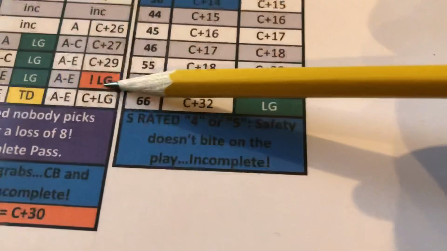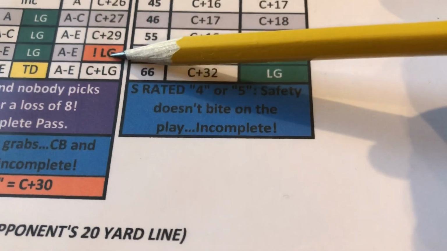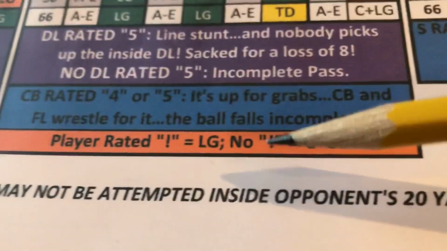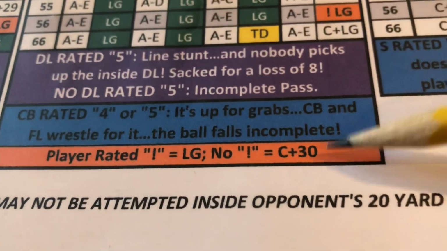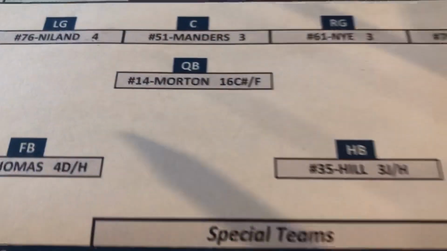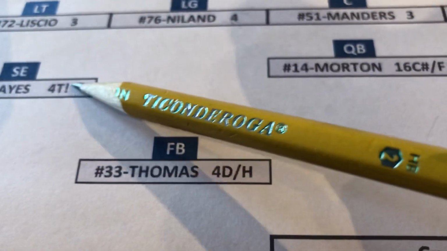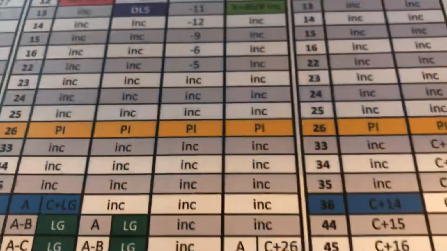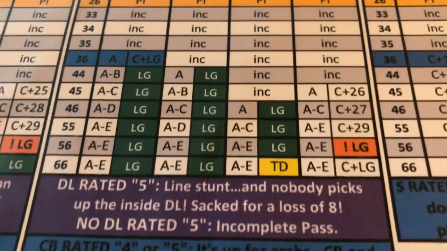Occasionally you'll see this reading right here. This is a long gain if the receiver has the exclamation point. If he doesn't, it's a 30-yard gain. Good example of a receiver with the exclamation point, Bob Hayes.